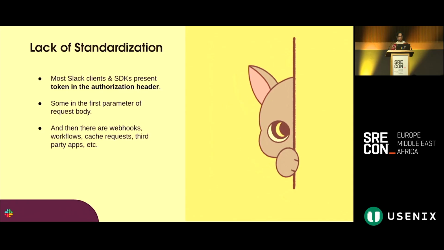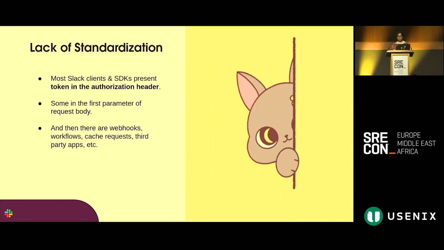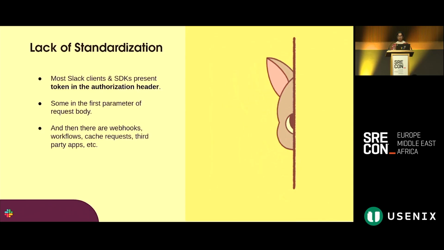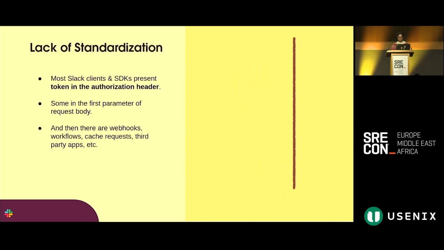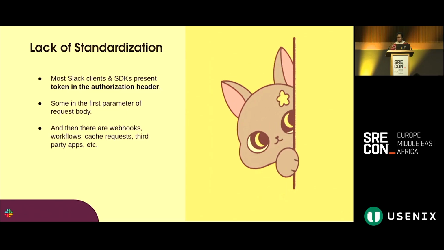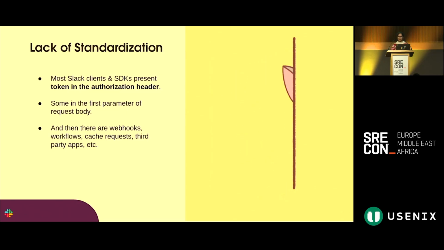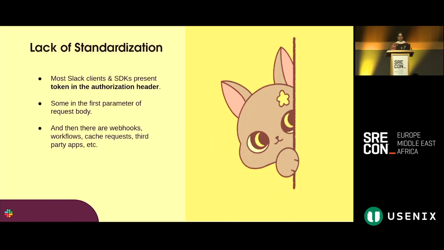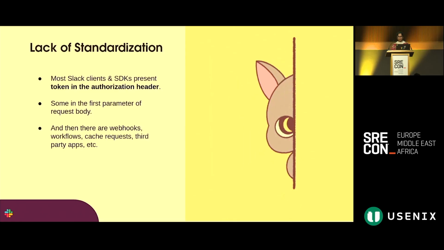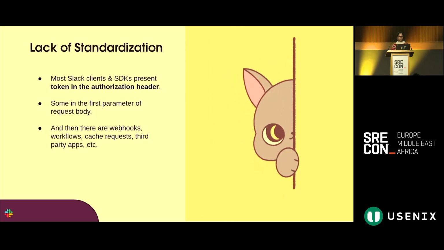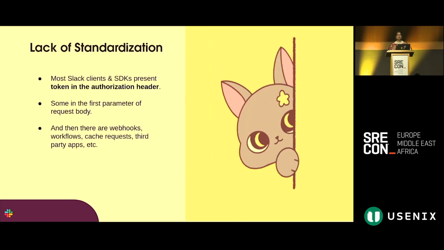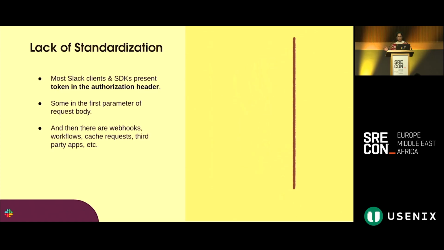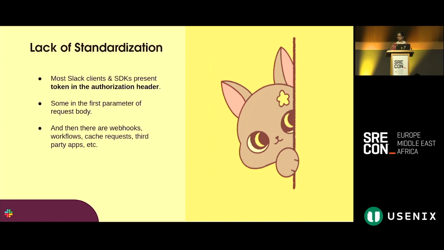So we worked with different teams on ensuring that the token was either in the authorization header or, when that was not possible, in the first parameter of the request body. But guess what? That wasn't even possible for a lot of them. There were other endpoints which we couldn't really standardize because that meant going through a very, very long deprecation cycle, for example, third-party apps, because we do have to notify them a very long time before we actually make any changes to that.